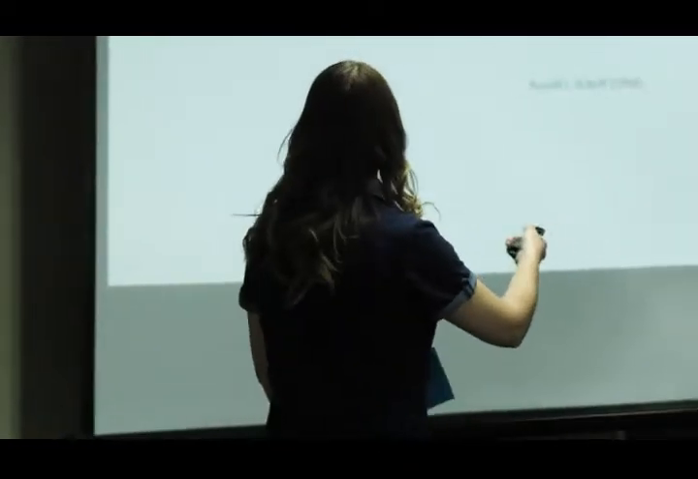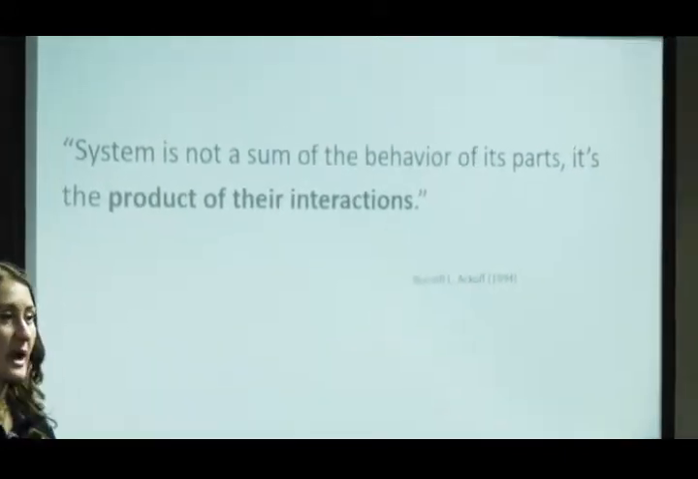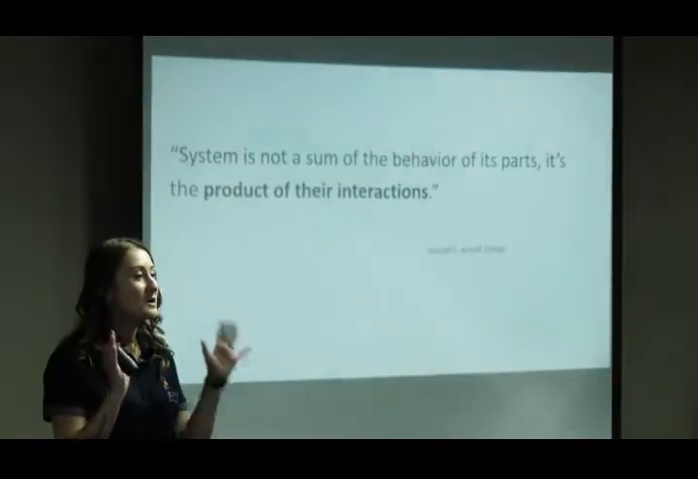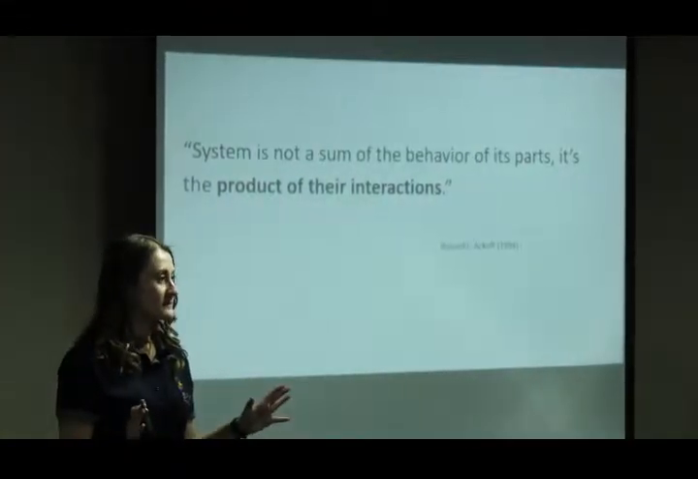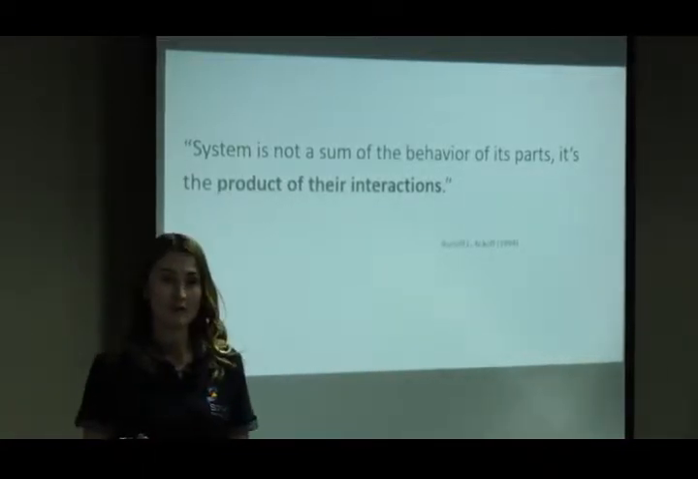What are we trying? Oh, sorry, I went already there. So we're trying to say here, a system is not the sum of the behavior of its parts. It's the product of their interactions. What are we trying to optimize for? What are we here for?